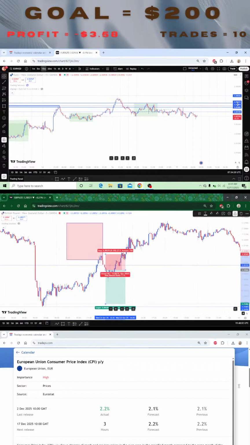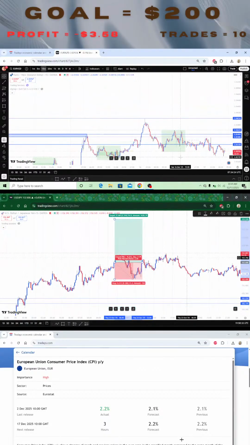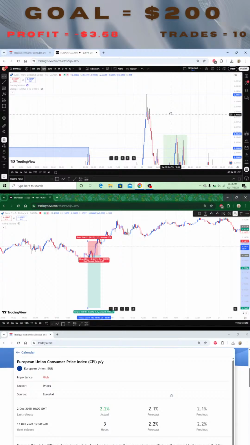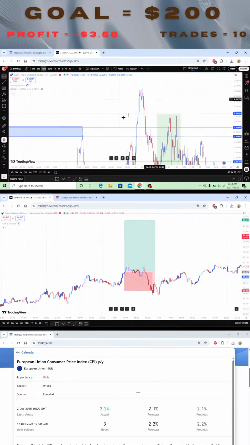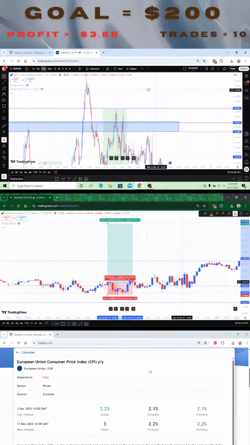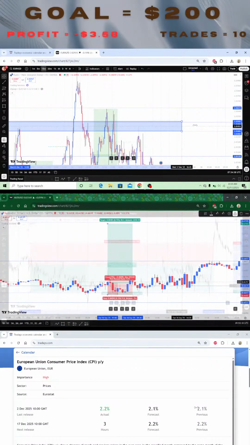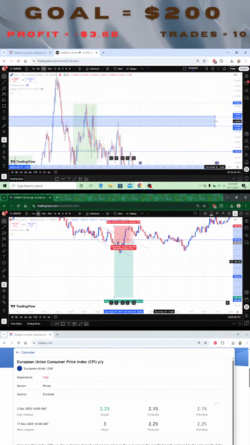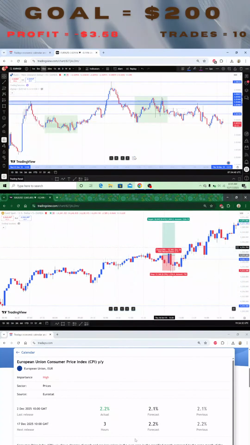Let's box it in. We need to stretch this. Oh goodness. Let's stretch it out so it will be easy for us to box in. Okay. So this is going to be a zone, our entry zone. This very place is going to be our entry zone.